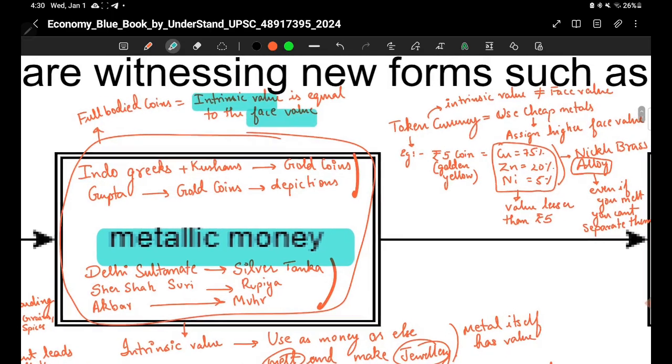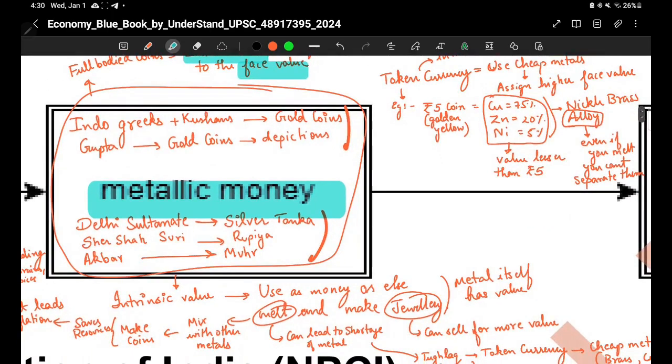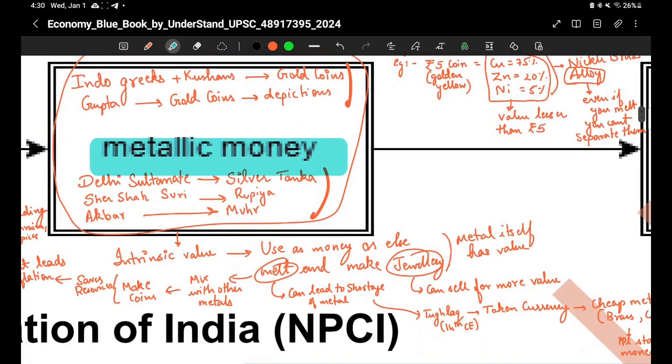Intrinsic value and face value. What is this? Intrinsic value means the metal itself has the value. For example, I can use that metal as money by making some shape, like a circular shape. I can use it as money, or else I can just melt it and make jewelry out of it, right? So the metal has the value here.